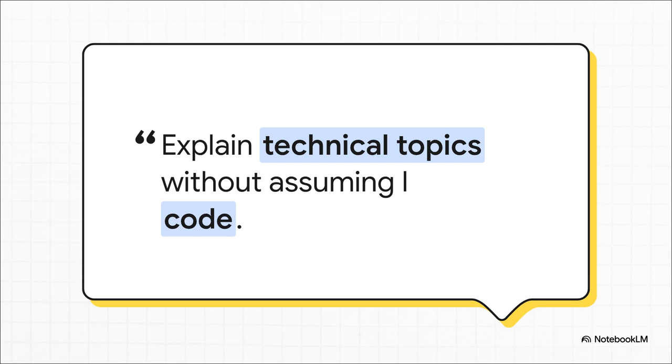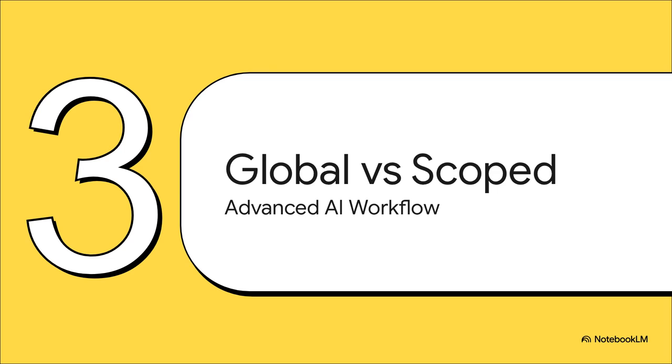The AI already knows the user's technical boundary, and it adjusts its vocabulary automatically. It is personalization at its absolute finest, and it saves you from endless follow-up prompts where you have to beg the AI to dumb it down. Section 3. Global defaults versus scoped overrides. Mastering the advanced AI workflow.